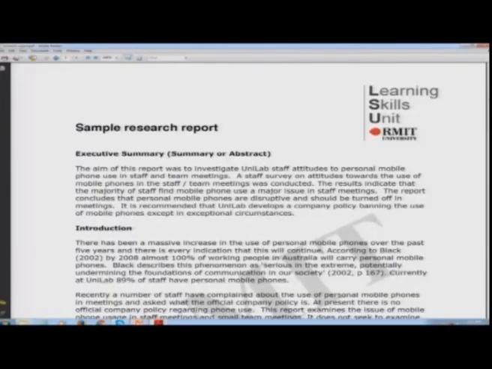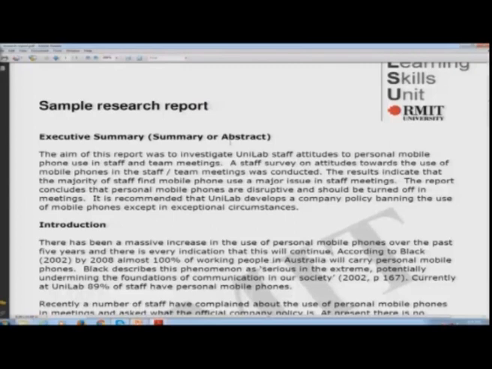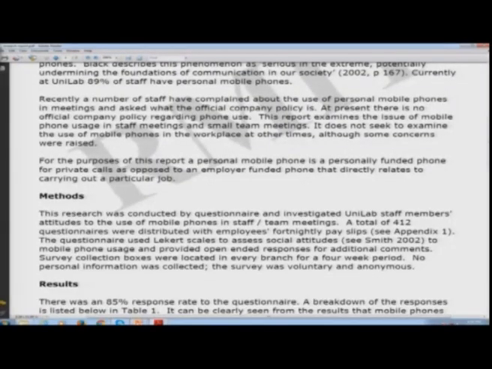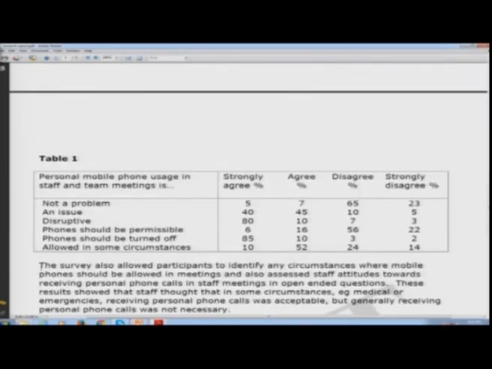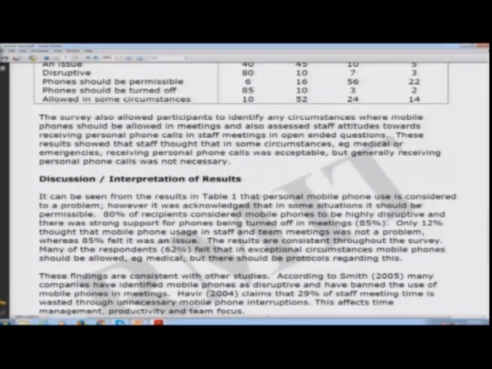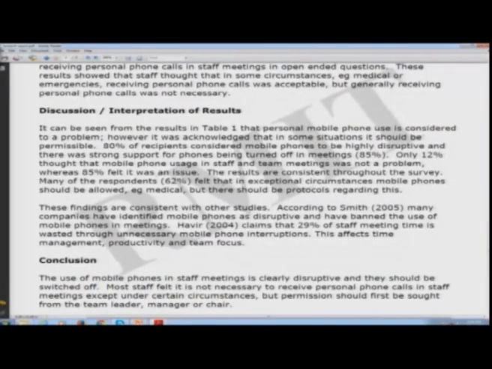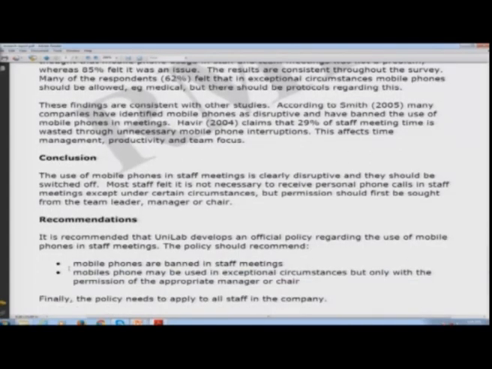Now, we will look at a complete research report. This is taken from RMIT University. So, let us look at this. So, let us first look at the subsections here. So, this is the executive summary, or you can also call it a summary or an abstract. Then you have the introduction section, then methods here, then results. So, under results some tables you find, then discussion, also known as interpretation of results, then you have conclusion, then recommendation. This is a specific section, probably something to do with research; we will look at it in detail.